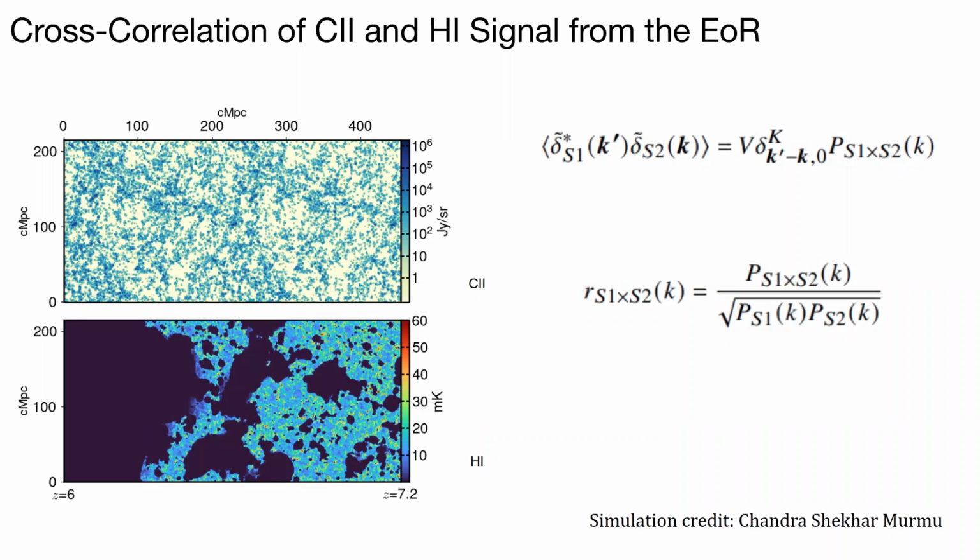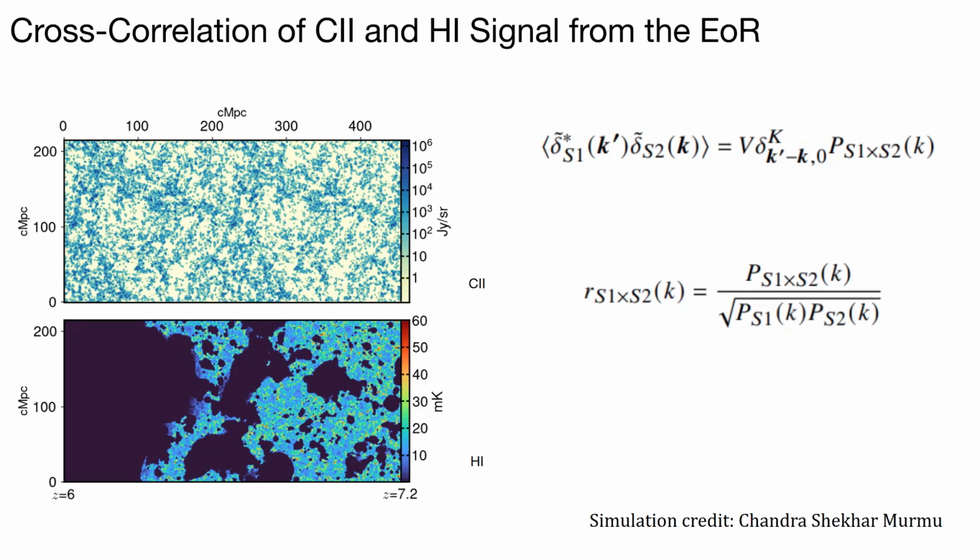On top of that, if I want to know the level of cross correlation between these two signals as a function of length scale, or inverse of length scale, or k, I would calculate something called the cross correlation coefficient, which is similar to the Pearson's coefficient that you have seen in statistics class. So R S1 cross S2 will be my cross correlation coefficient as a function of k, which will be this cross power spectrum divided by the square root of the individual auto power spectra of these two signals. By definition, this cross correlation coefficient varies between -1 and +1. It will never have a magnitude greater than 1.